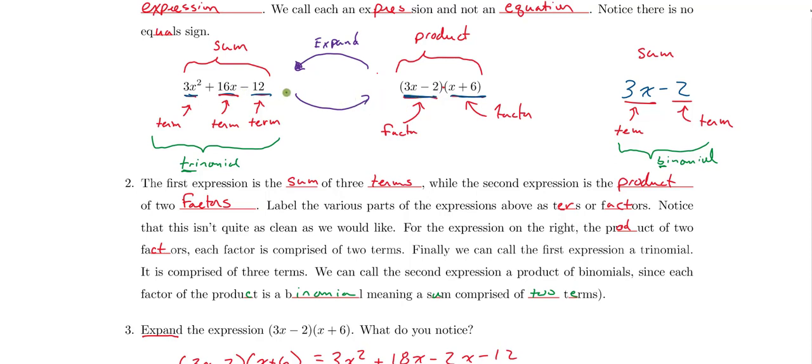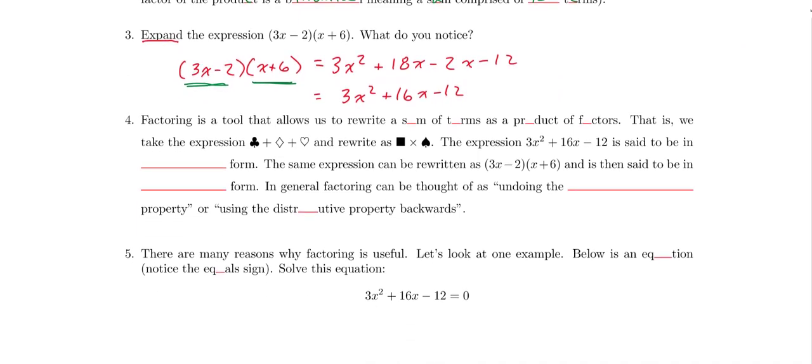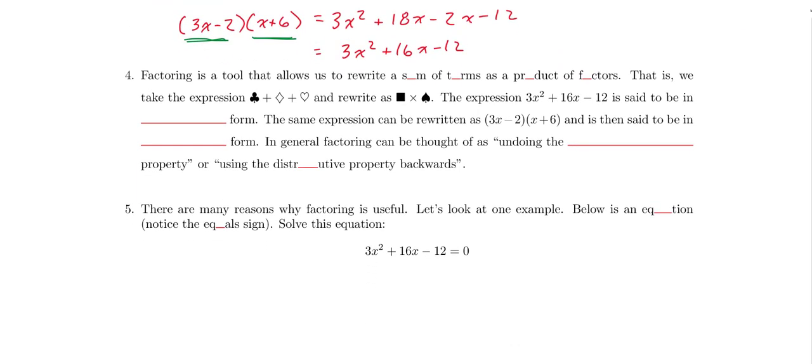Just, if you like, you could say FOILing it out or doing the process that we just described. And if we come back the other way, if I start with a sum of terms and I want to write it as a product, we're going to call this the process of factoring. So going from a product to a sum is expanding. Going from a sum to a product is called factoring. And that's the more difficult of the two tasks, and that's the one we want to highlight over the next few days. So factoring is a tool that allows us to rewrite a sum of terms as a product of factors.